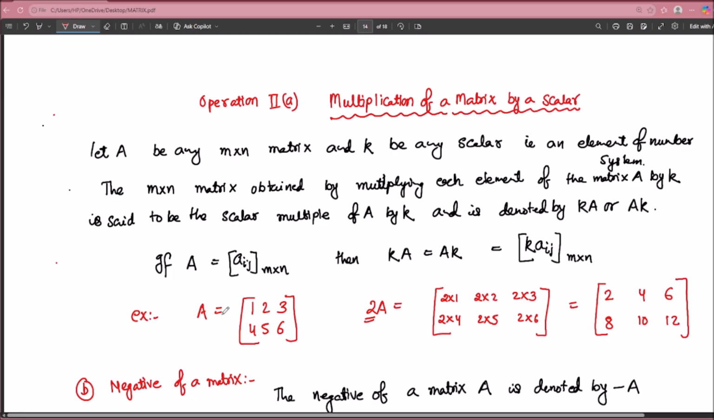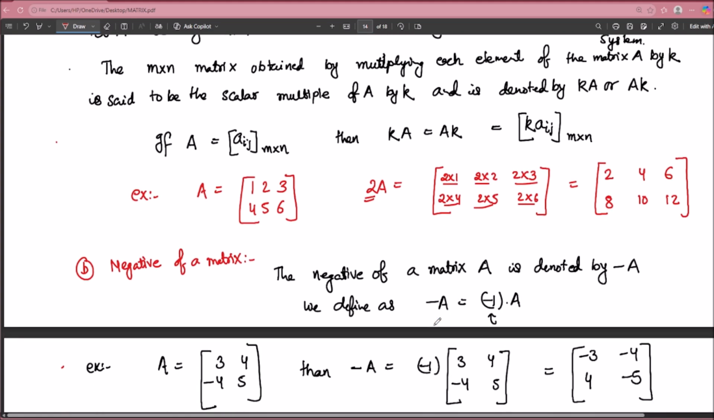For example, A is equal to 1, 2, 3 and 4, 5, 6. Then we have to calculate 2 times A. So each and every element of the matrix is multiplied by 2, that is 2 into 1, 2 into 2, 2 into 3, 2 into 4, 2 into 5 and 2 into 6. So the final result is 2, 4, 6, 8, 10, 12.